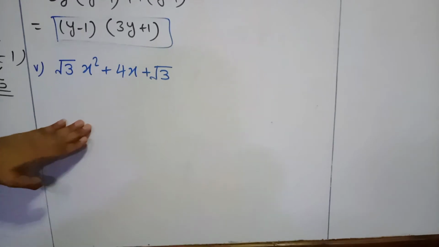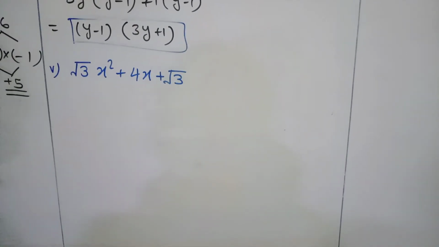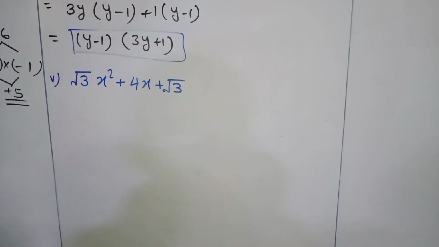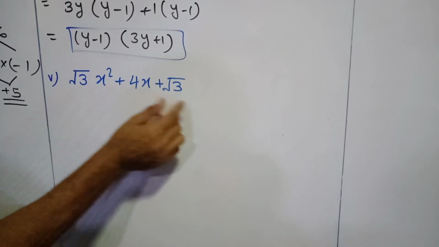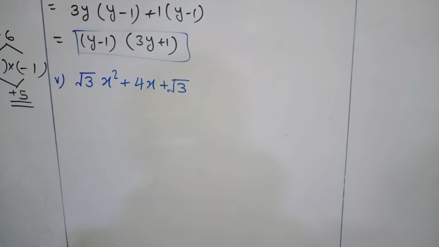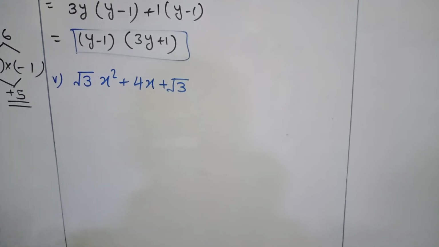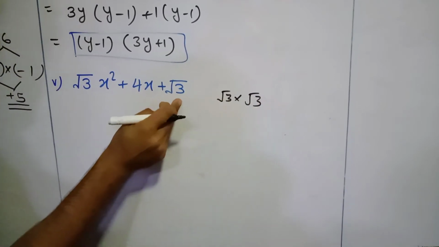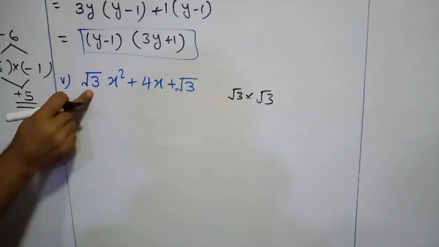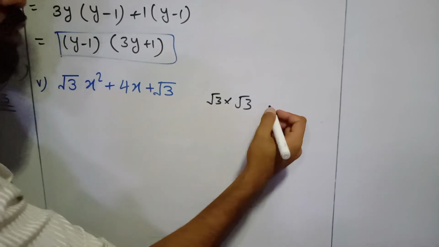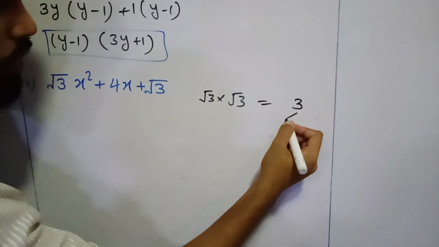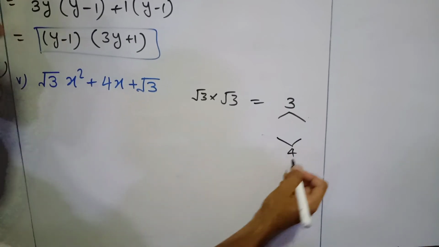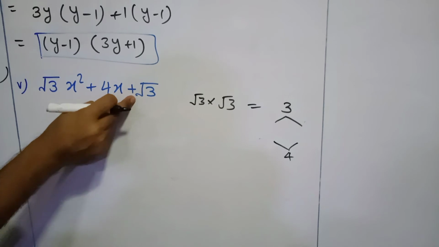Come to the next one, the fifth one. This is a little bit different. All the procedures are the same, we just have to keep in mind that we have a root in this. So we follow the same procedure. Root 3 into root 3. First root 3 from here and the second is the coefficient of x square. Root 3 into root 3 becomes 3. We are going to do the factorization of 3. In that sense we will get the answer 4. The last one, the C part, is positive.